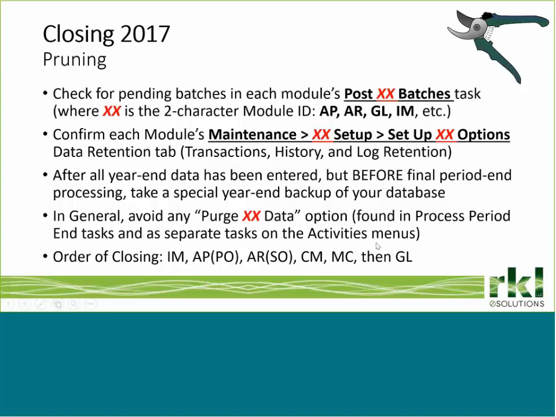As I said, we don't recommend using the purge utilities in 500. There are purge options on the process period end task, and also a separate task on each module's activities menu. But as I mentioned, the tasks may spin for a long amount of time, realize that they can't purge what you wanted it to purge, and then have to roll everything back, and you wind up simply wasting time because it could not purge anything.